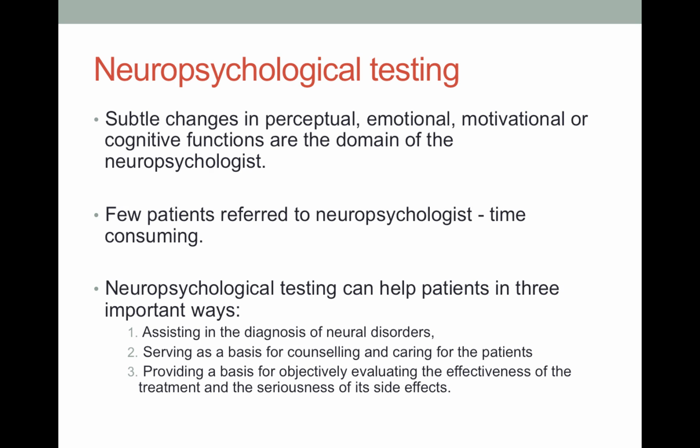Typically, very few patients with suspected brain damage are referred to a neuropsychologist because the testing is so time-consuming. Neuropsychological testing can help patients in three important ways: by assisting in the diagnosis of neural disorders, particularly in cases where brain imaging has not provided supporting evidence, by serving as a basis for counselling and caring for the patient, and by providing a basis for objectively evaluating the effectiveness of the treatment and the seriousness of its side effects.